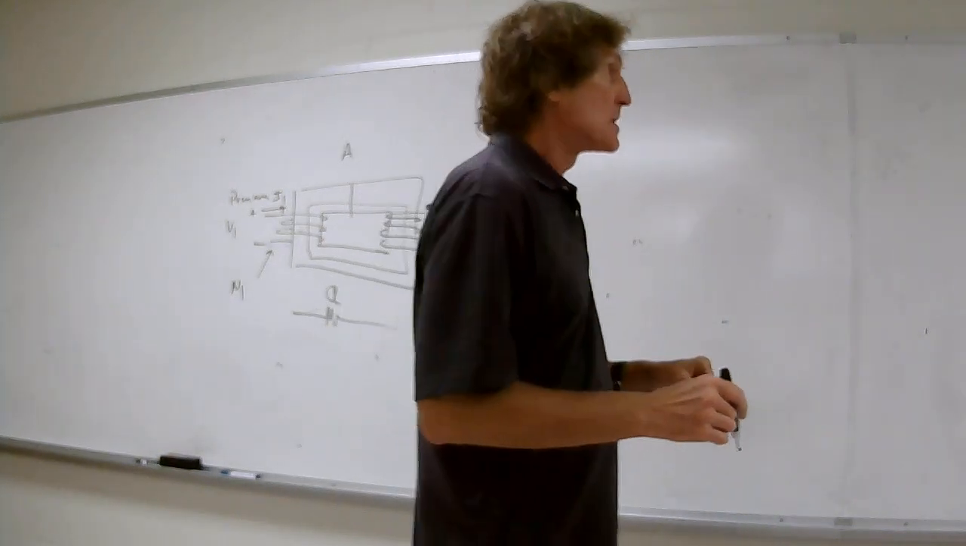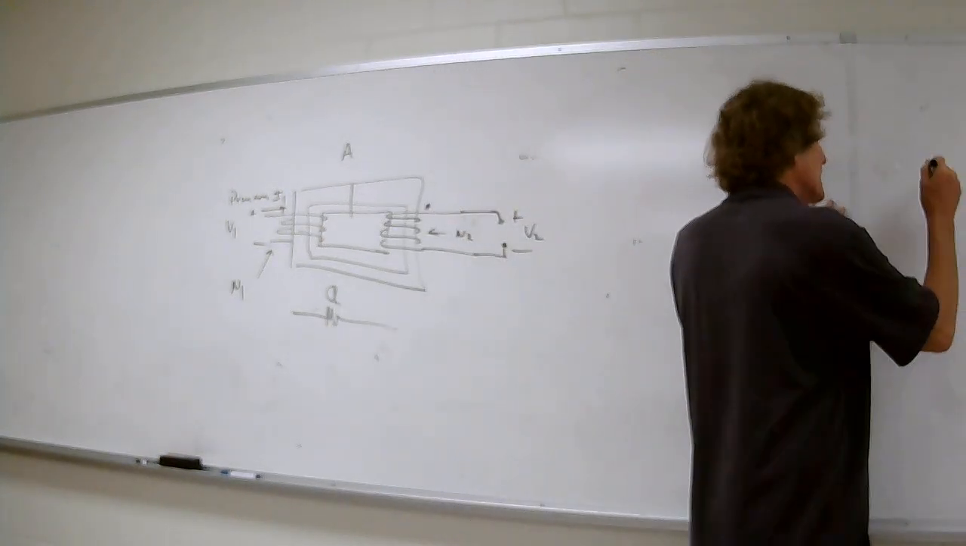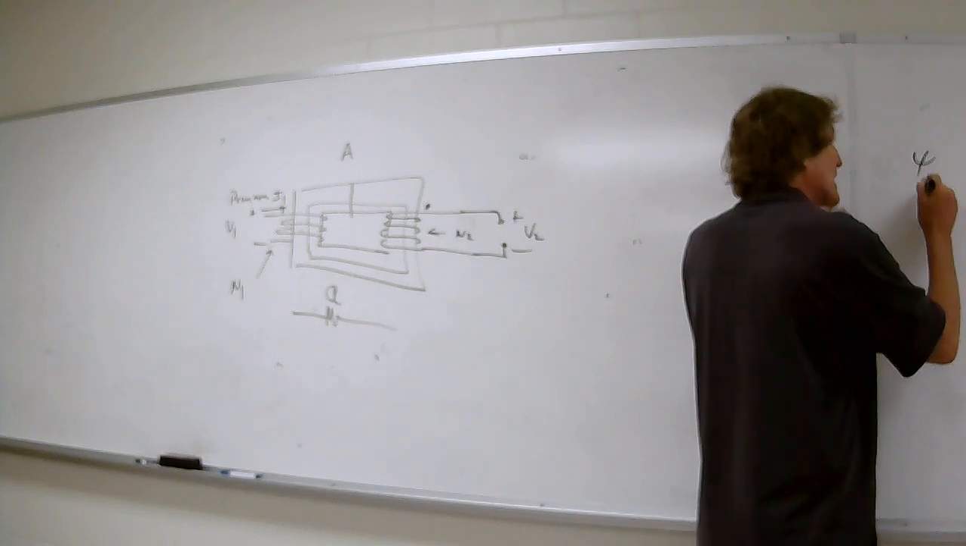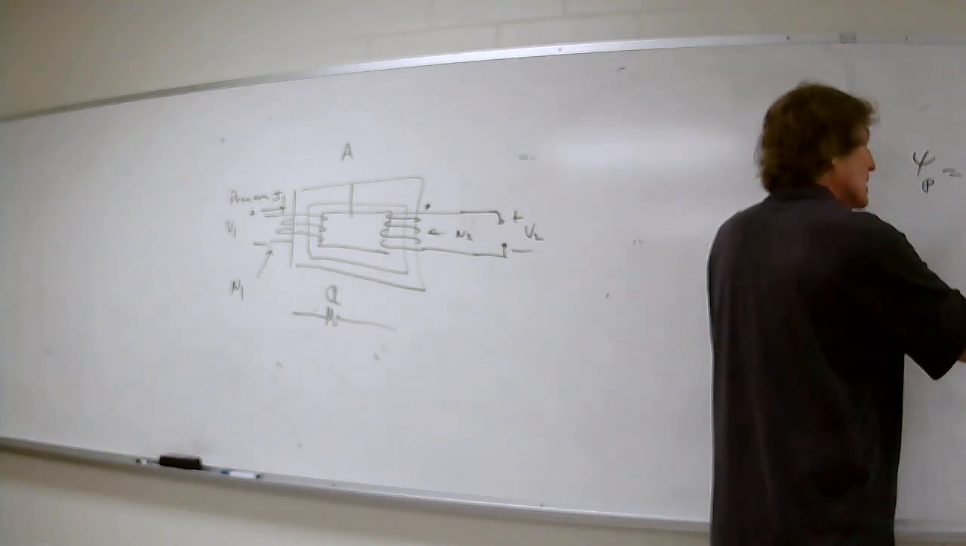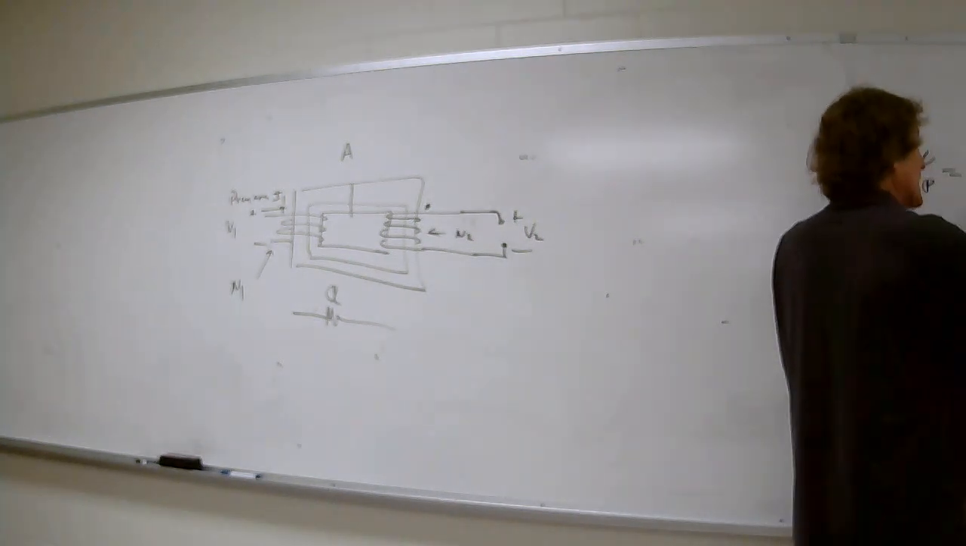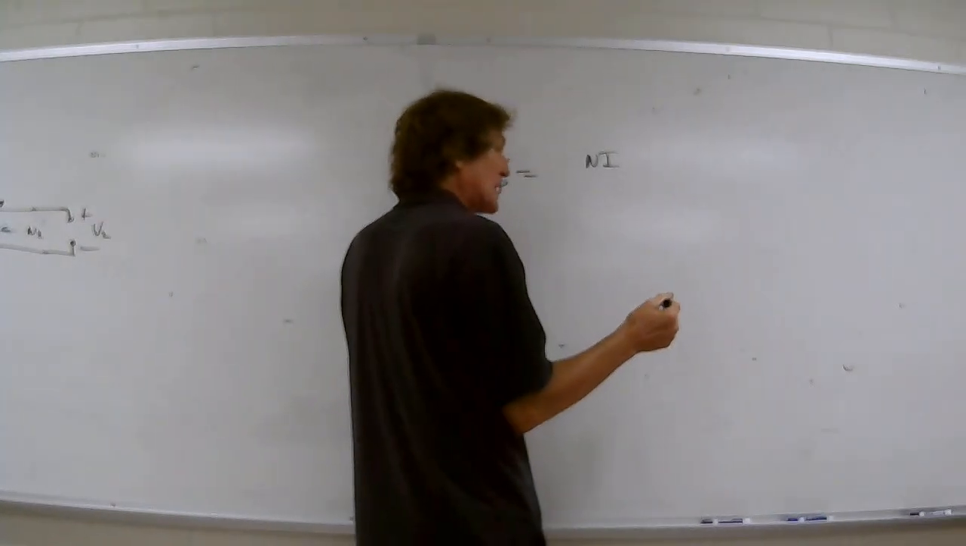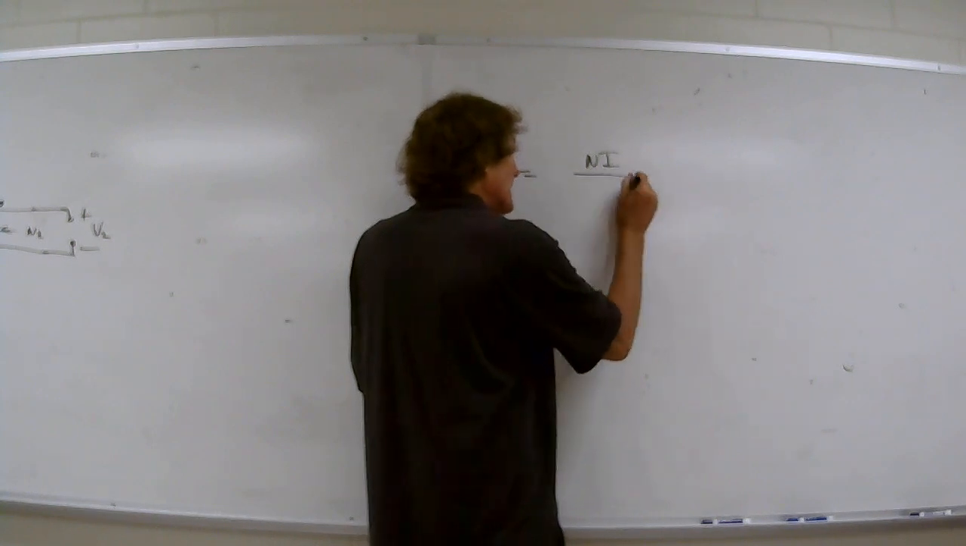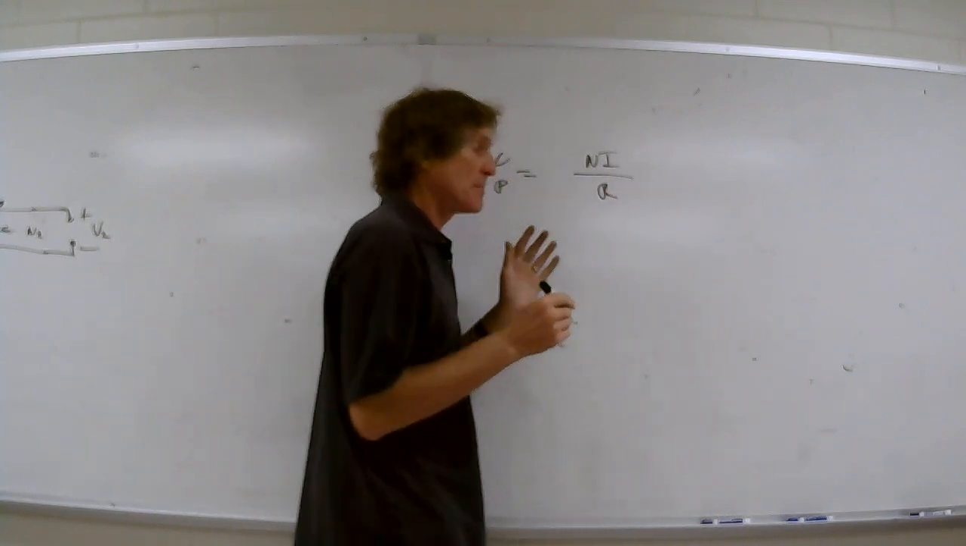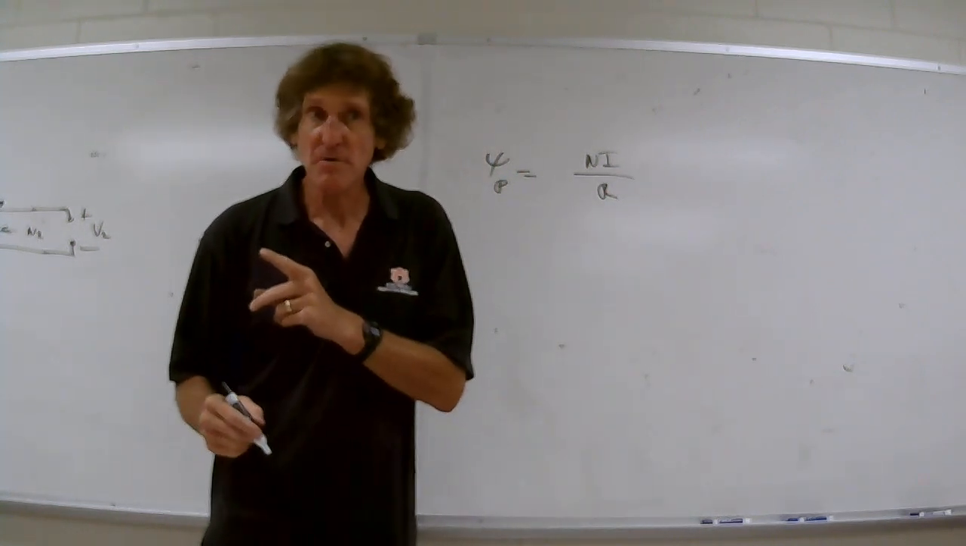All right? So when you take a look at this, the magnetic flux flowing in the primary is going to be, first I'm going to take N times I, that's the number of turns times I, and I'm going to take that and divide that by the reluctance. That would be the amount of flux going through one turn. Do you all agree with that?